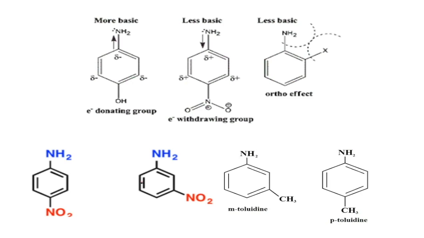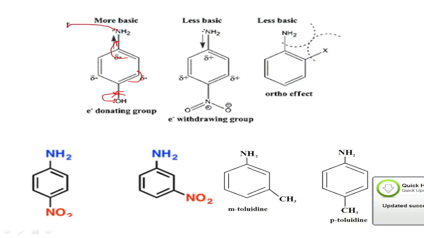So, this is an electron donating group, like OH. Oxygen has a lone pair of electrons. This lone pair of electrons is pushed toward the ring, and the nitrogen lone pair can attack an electrophile easily.